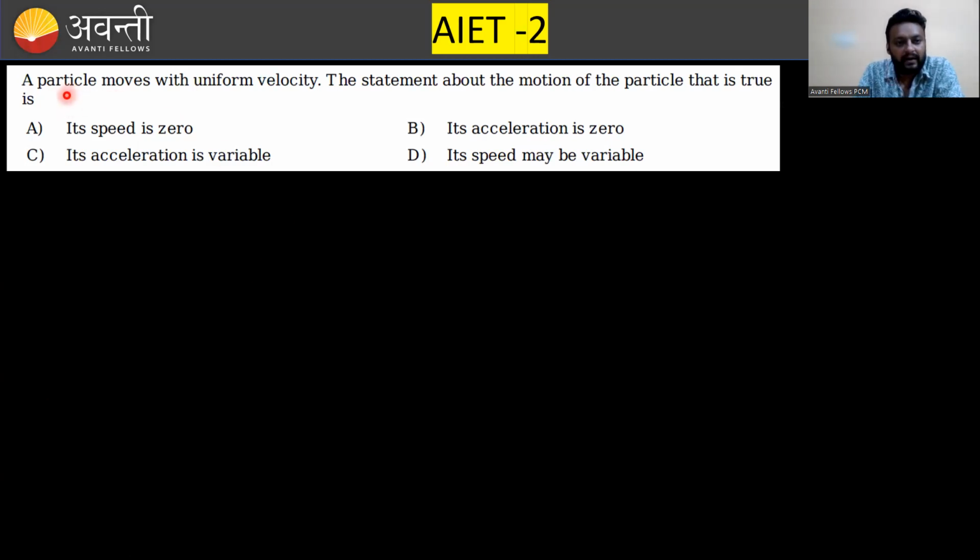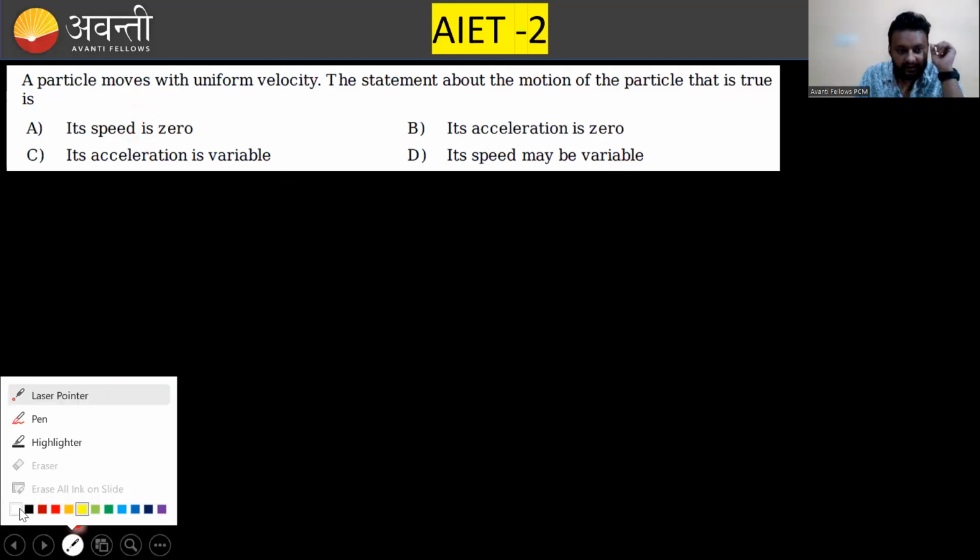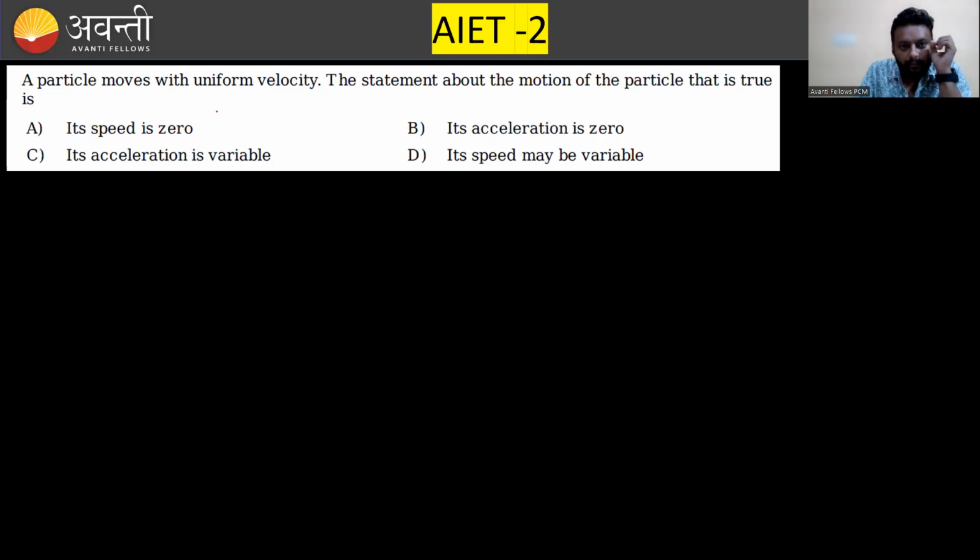The second question is, a particle moves with a uniform velocity. Which statement about the motion of the particle is true? Now you can clearly see that the velocity of the particle is uniform. That means its acceleration is zero. This is a very fundamental question. Whenever acceleration is zero, its speed, the magnitude of velocity, and the direction both will remain constant. So it is clearly option number B.